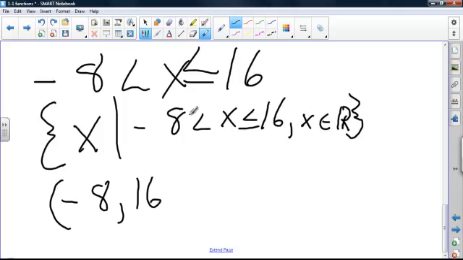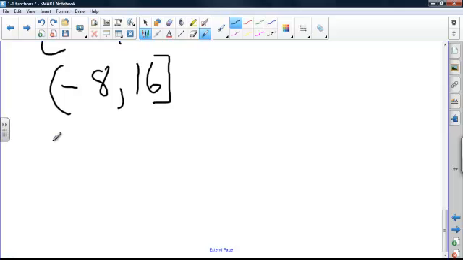Now, we see that there's a line underneath this inequality symbol, therefore it's equal to. So instead of a parenthesis, I have to put a bracket. This is interval notation. Set builder, interval. So let's give us another example.